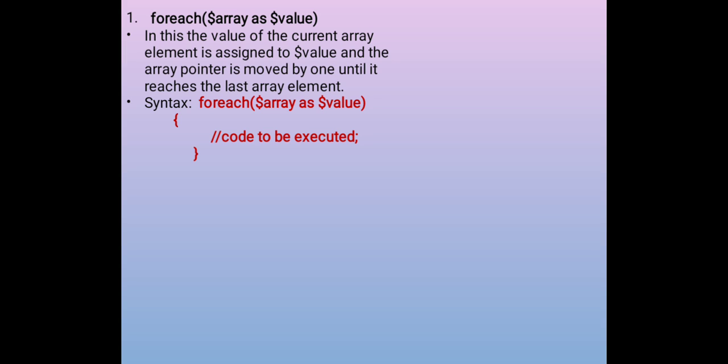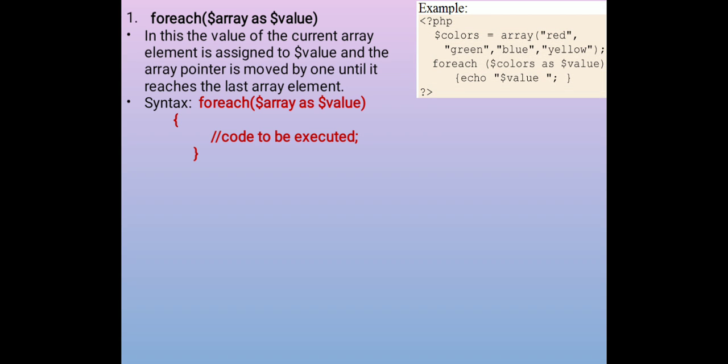And an example to demonstrate this foreach loop: <?php. Here we use an array variable, $colors equal to array of red, green, blue, yellow.